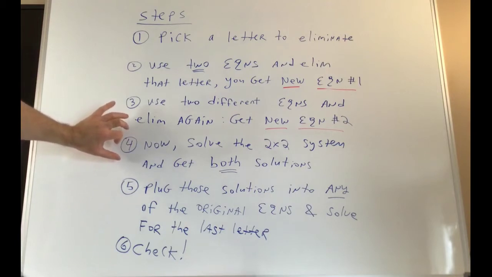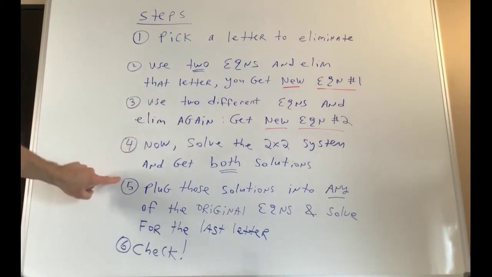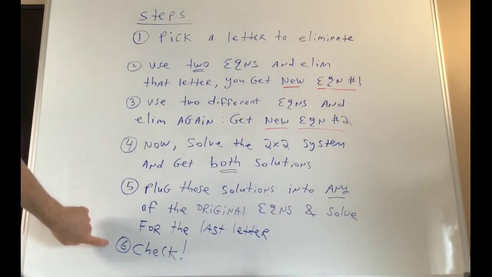So now you're going to do the 2 by 2 system. Same thing: pick a letter to eliminate, and so on. You figure out those 2 answers. Once you know those 2 answers, you take them and go back to any of the original 3 equations, plug them in, and figure out what the last letter, the letter you eliminated, was. You should definitely do this step.